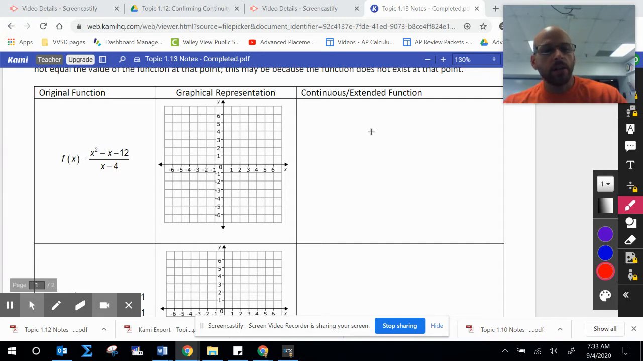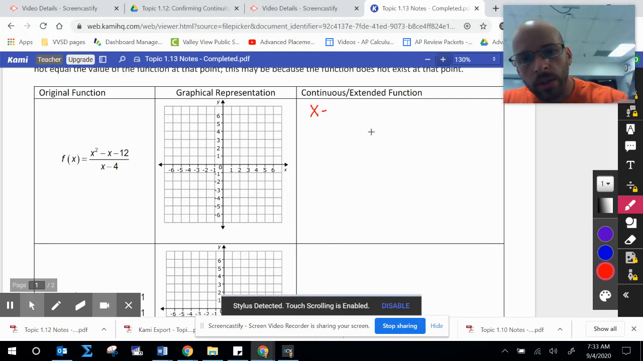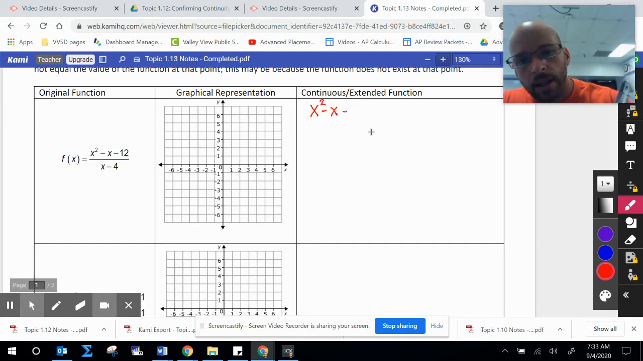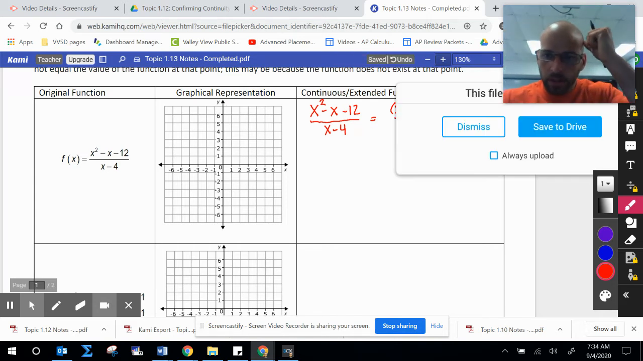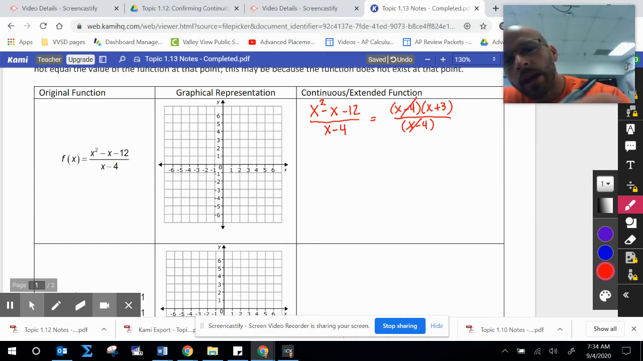So if we take a look at the first function, which is rational, I have x squared minus x minus 12. So let's first identify where these discontinuities are going to happen. So x squared minus x minus 12 all over x minus 4. If you factor the top, so x minus 4, x plus 3, all over my x minus 4, your x minus 4s cancel. Then I'm just left with my x plus 3.